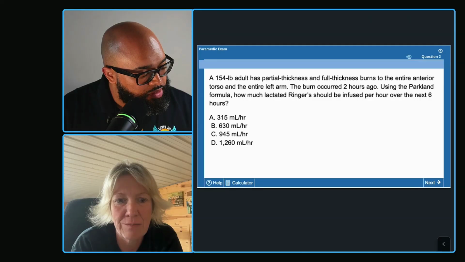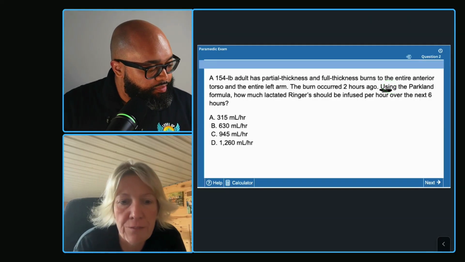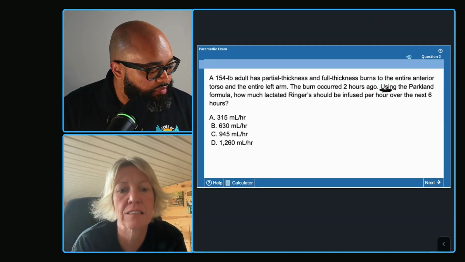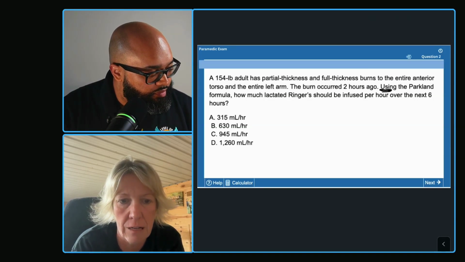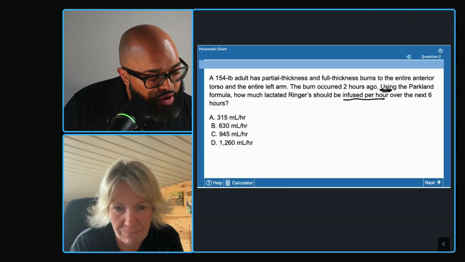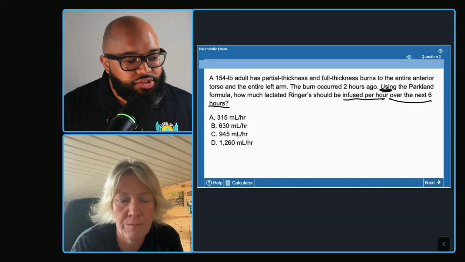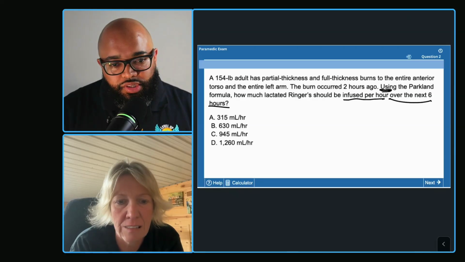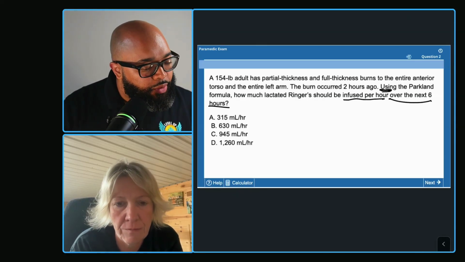Let's see. Starts right here. Using the Parkland formula, how many lactated ringers should be infused per hour over the next 6 hours? Okay, so the question needs to be so much per hour over the next 6 hours. That's what we're trying to figure out. This is going to be a 2-step question. We need a story here. And they want us to use the Parkland formula versus the consensus or the Brooke formula. Okay, we're going to go with Parkland.